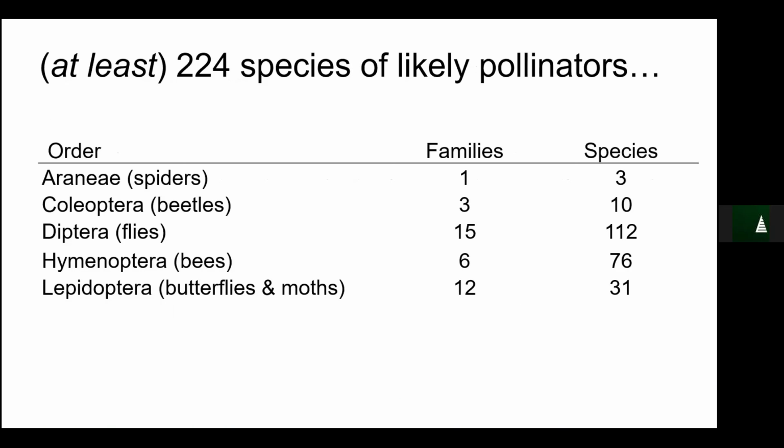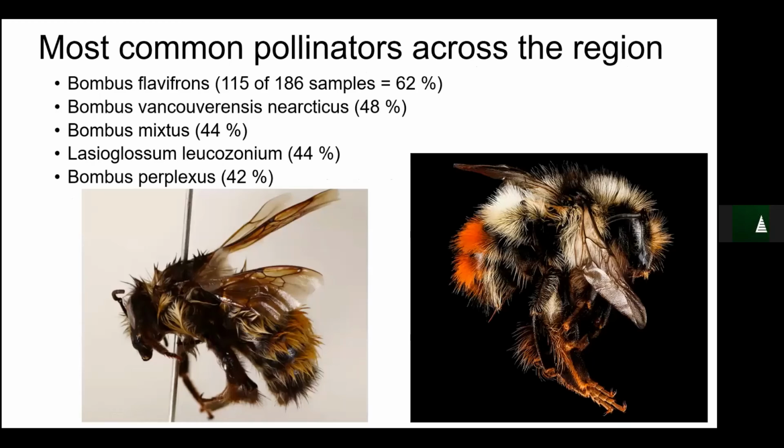It turns out that over the course of 24,000 items plus in about 180 samples, there are at least 224 species of likely pollinators, which was really quite amazing. I was really blown away by that. A wide diversity of potential pollinators. We found spiders, beetles, flies, bees, butterflies, and moths, all of them pollinators.